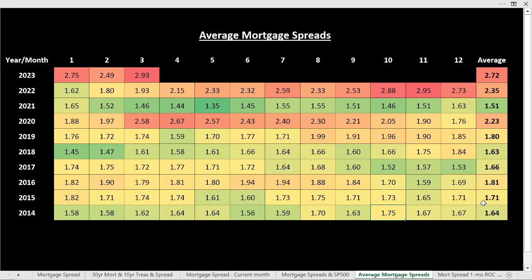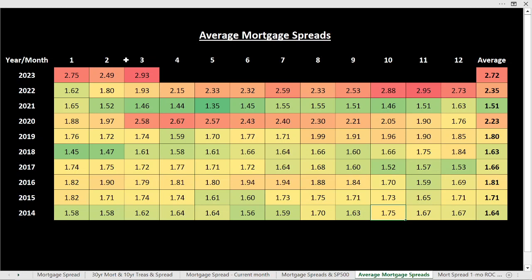But conversely, notice 2020, the average mortgage spread was 2.23%. Of course, March, April, and May represent the highest points. That was that COVID stock market crash. 2021, we had a nice recovery with the stock market. The average mortgage spread dropped to 1.51%. Last year, 2022, the average mortgage spread was 2.35%. And we can see it increased October, November, December. We were at the 2.88, 2.95, 2.73 levels.